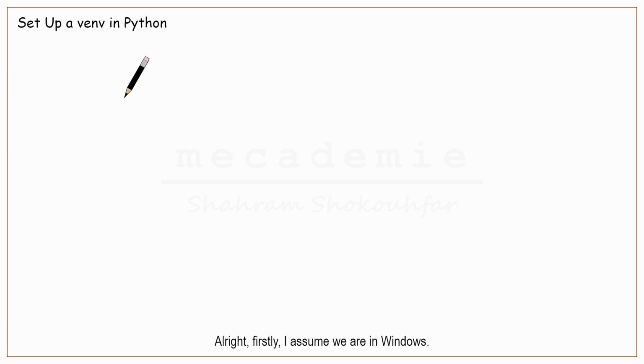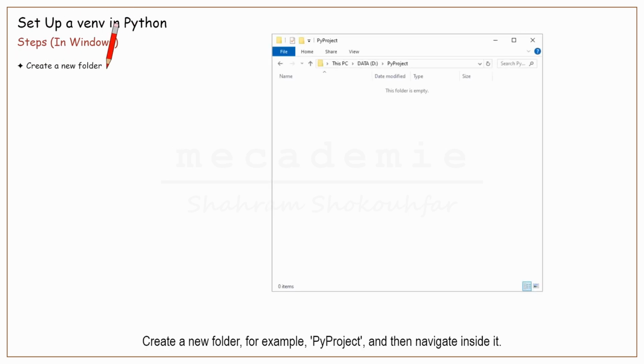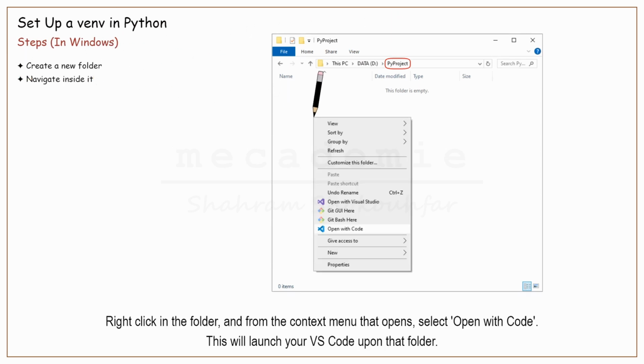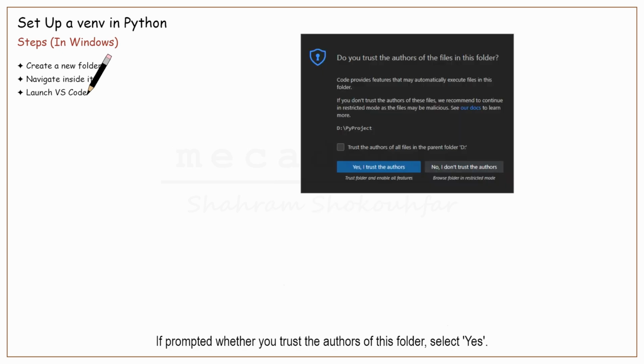All right, firstly, I assume we are in Windows. Create a new folder, for example, PyProject, and then navigate inside it. Right-click in the folder, and from the context menu that opens, select Open with Code. This will launch your VS Code upon that folder. If prompted whether you trust the authors of this folder, select Yes.